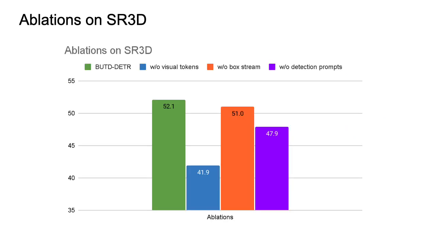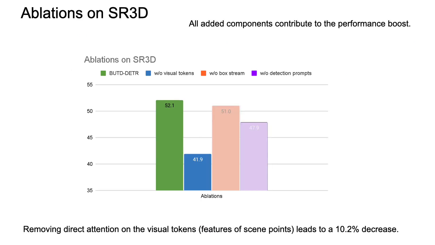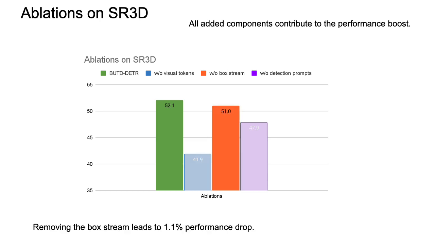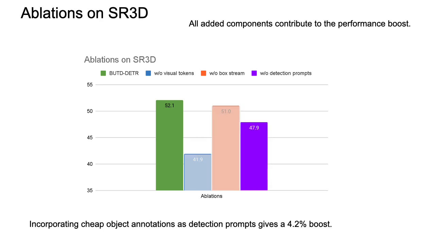Our ablations indicate that all added components contribute to the performance boost. If we discard visual tokens and instead select a box out of the detector's proposals, we observe a 10.2% performance drop. This underscores the importance of top-down attention to visual tokens. Furthermore, having additional bottom-up feedback from the box stream contributes a 1.1% performance boost for BUTD-DETR. Next, co-training with detection prompts offers an absolute gain of 4.2%.